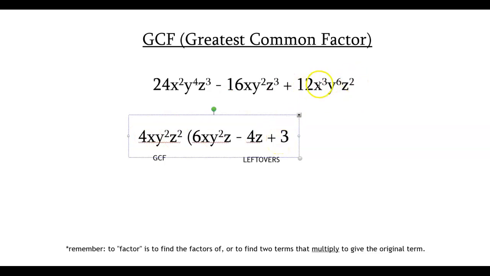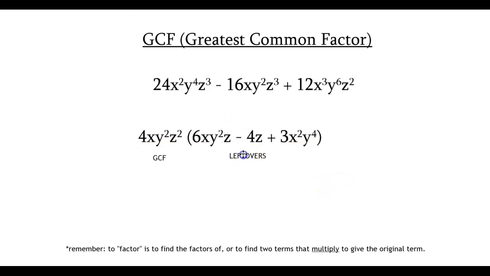X to the third and x to the first, 3 minus 1 is 2. So this should be x to the second power. Y to the sixth divided by y squared. 6 minus 2 is 4. So that should be y to the fourth power. Almost done here. And then last but not least, z squared divided by z squared. 2 minus 2 is 0. So I don't need a z there. All I need is to close off my parentheses and I'm done.